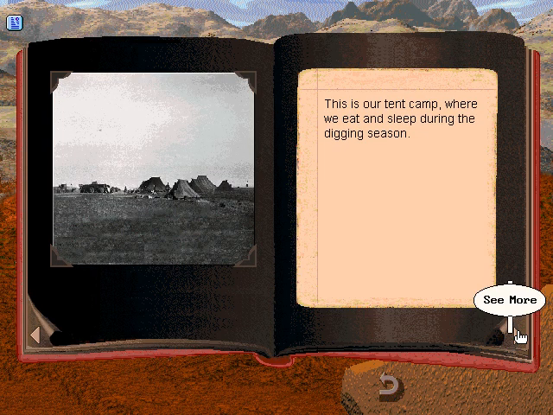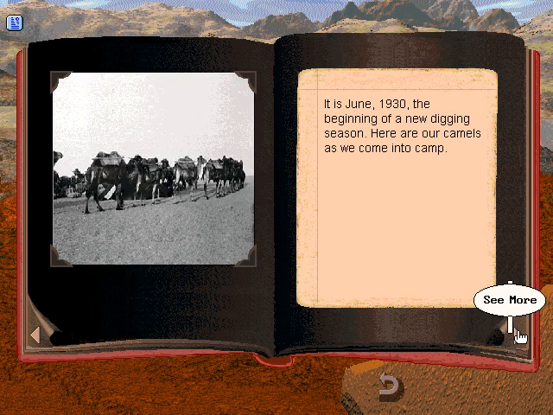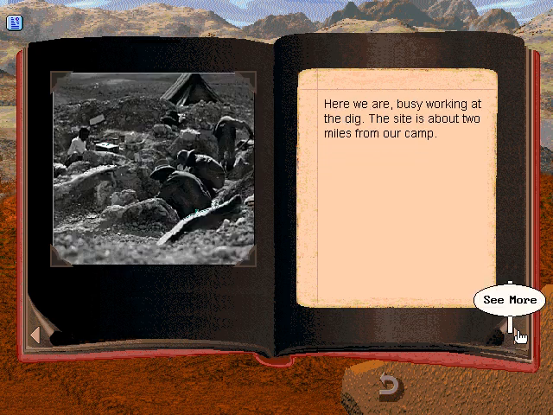This is our tent camp, where we eat and sleep during the digging season. It is June 1930, the beginning of a new digging season. Here are our camels as we come into camp. Here we are, busy working at the dig. The site is about 2 miles from our camp.